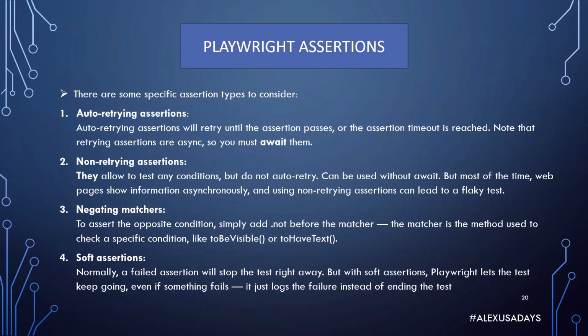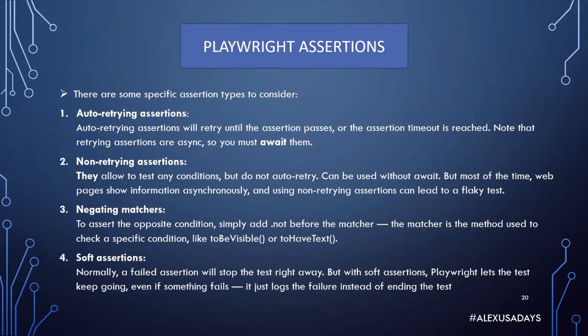Now, there are some specific assertion types to consider. The default are auto-retrying assertions. Auto-retrying assertions will retry until the assertion passes or the assertion timeout is reached. Note that retrying assertions are async, so you must await them. So every time you type out an assertion, you should start with the await keyword.